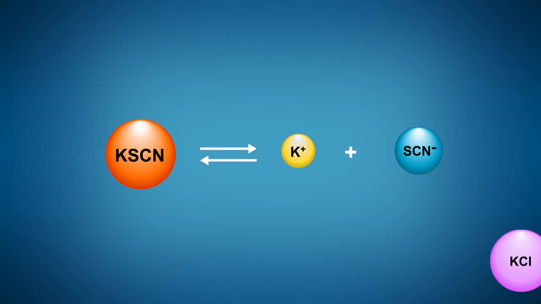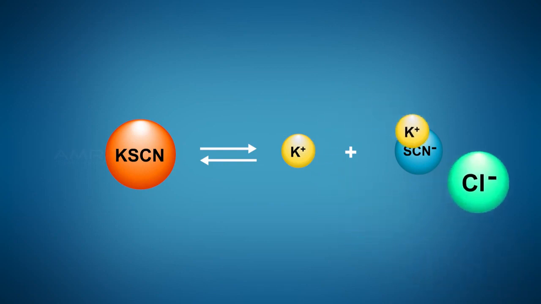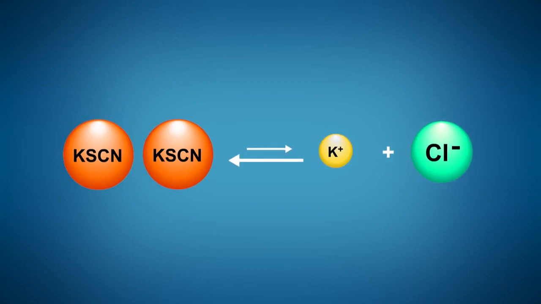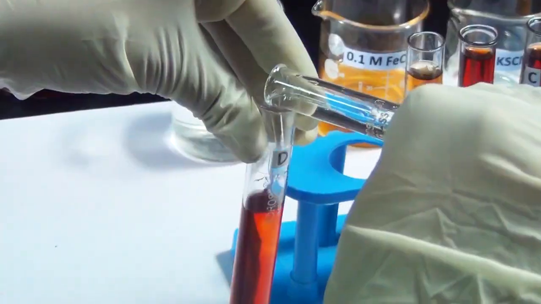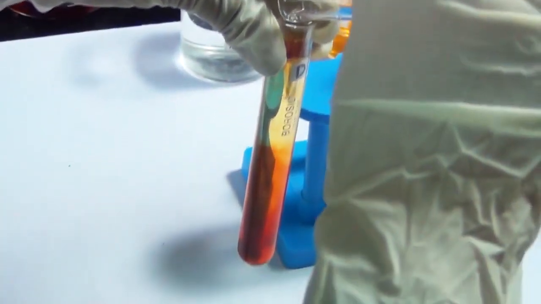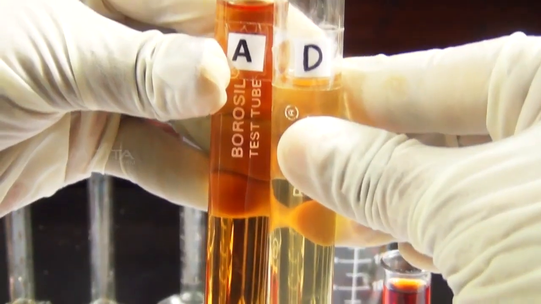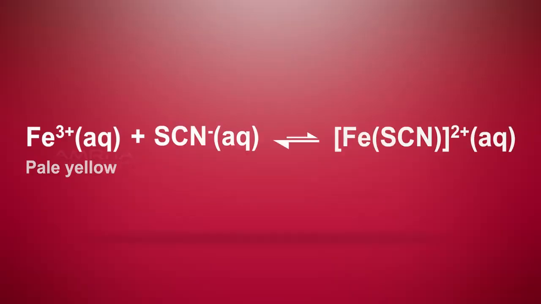The increase in the concentration of potassium ions due to the addition of potassium chloride affects the dissociation of potassium thiocyanate. As a result, the concentration of thiocyanate ions and the concentration of ferric thiocyanate complex decreases. Thus, the equilibrium shifts in the backward direction.